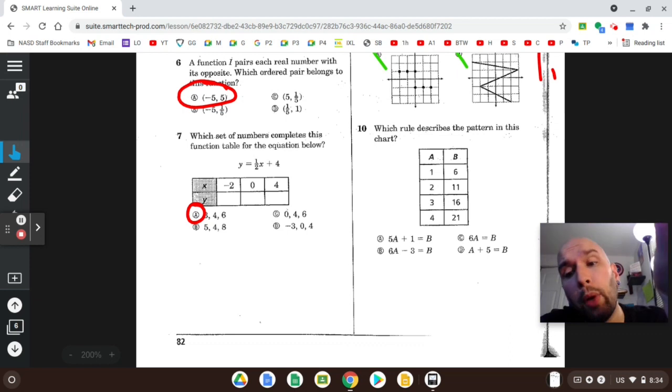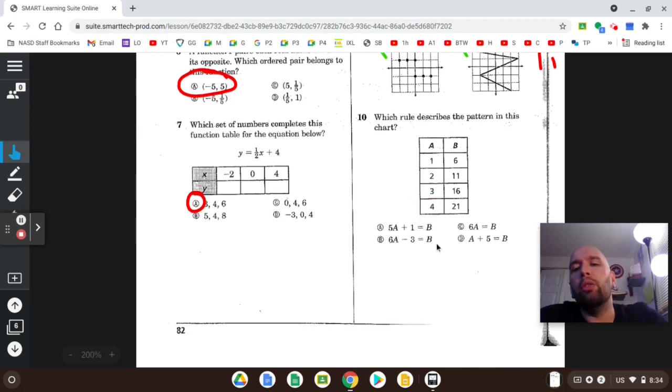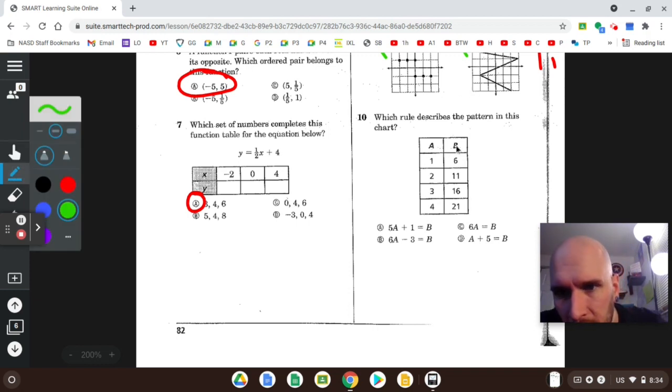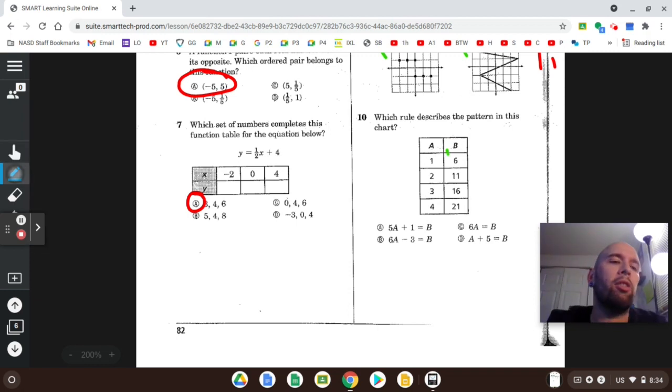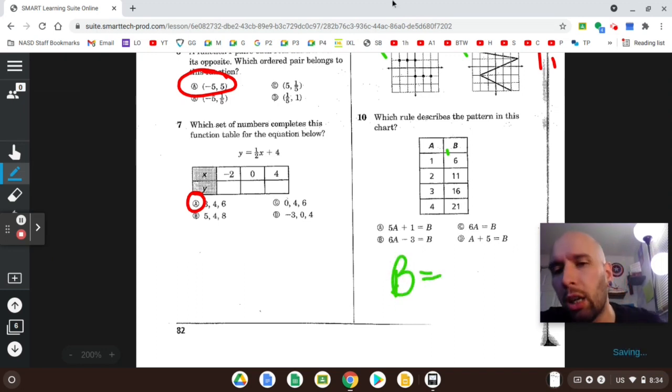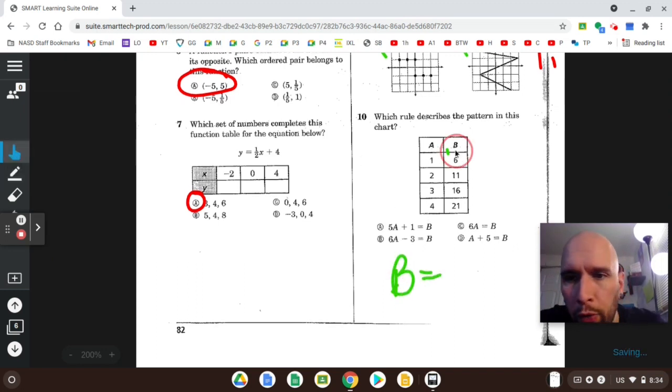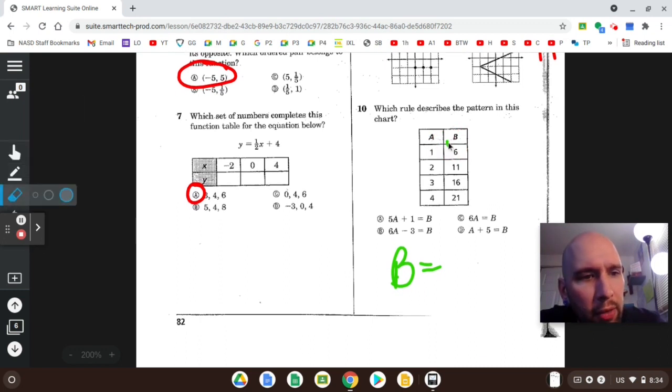So I could do Linreg here, but I won't. I'm going to use common sense. Let me see. What do I do here? In order to get B, it's always going to be whatever this letter is. It's usually Y, but in this case, it's B. It's always going to be B equals. So I'm going from 1 to 6, from 2 to 11, from 3 to 16. So probably multiplying by 5 and adding 1.